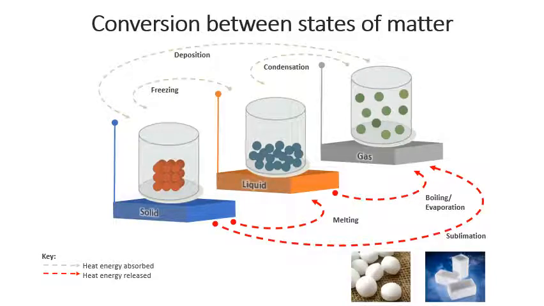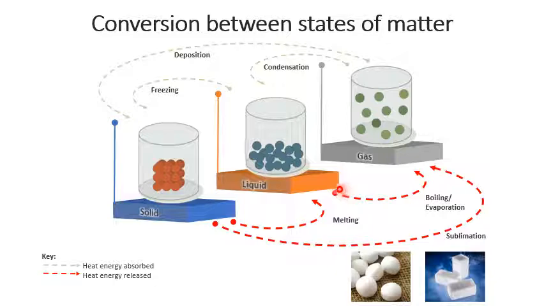So this is the conversion between states of matter. You look at the red arrow. It changes from solid to liquid under the process of melting. In this process, the heat energy is released. The example is like the ice cream just now, from solid changing to liquid.